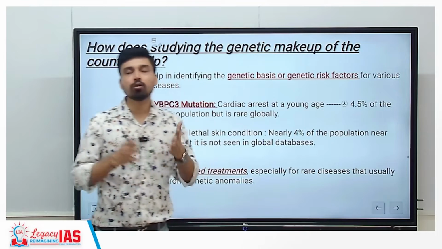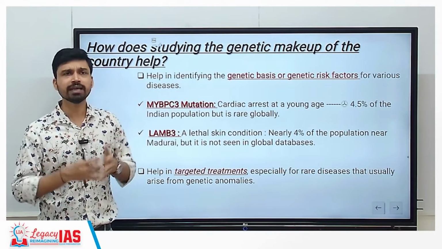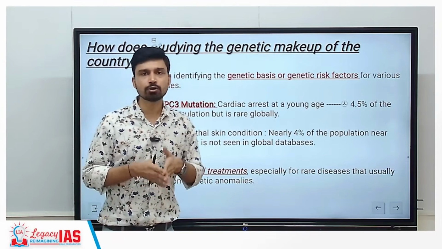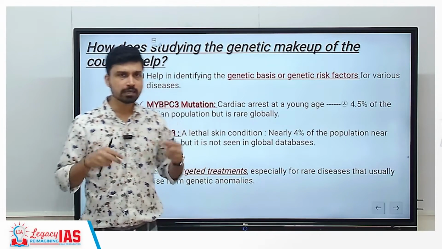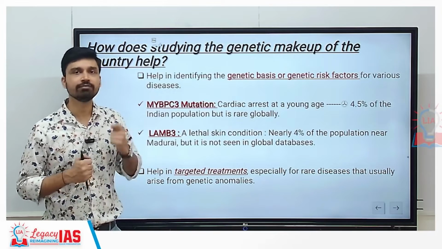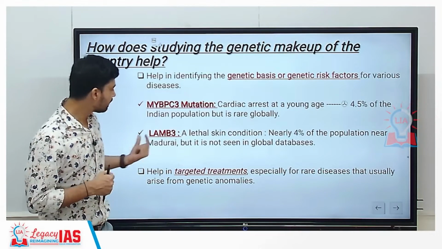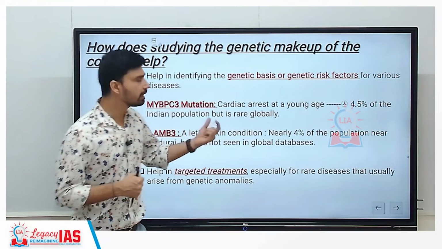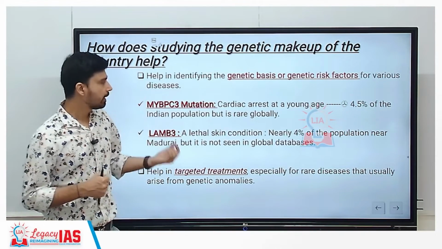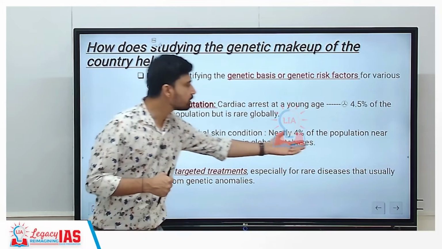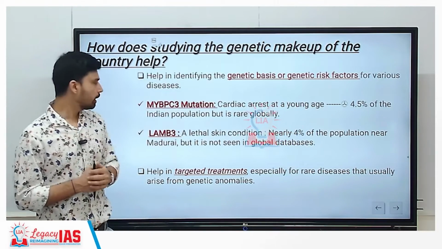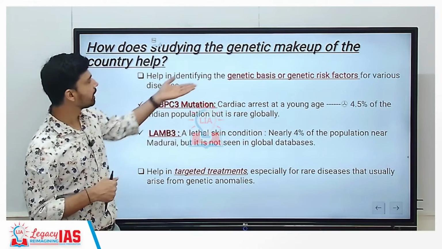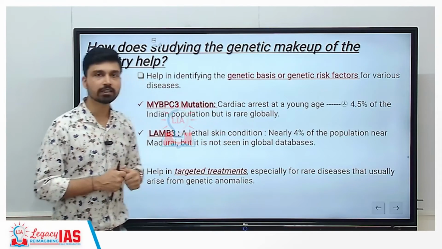This is something that we are also seeing in the present time, especially if you read the news. Obviously, most of the time we blame it on lifestyle and other factors. However, genetic factors also play a significant role here. The other example we can give is of the LAMP3 mutation. In the LAMP3 mutation, a lethal skin condition arises, and this is again seen in nearly 4% of the population living near Madurai, but it is not seen in the global databases. So this is an example of how we can identify the genetic basis or risk factors for various population groups.